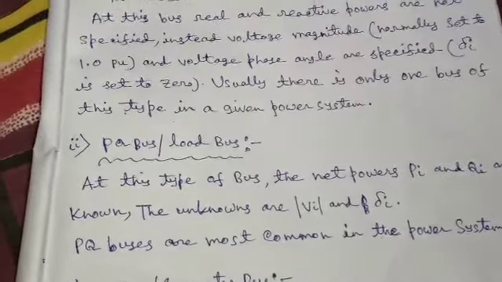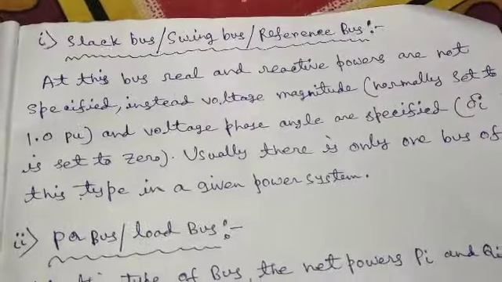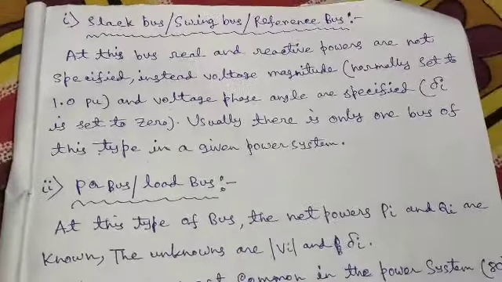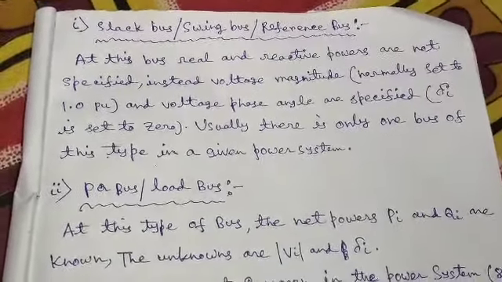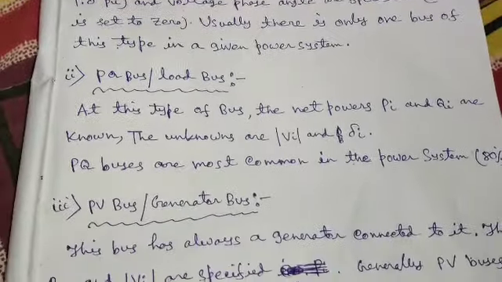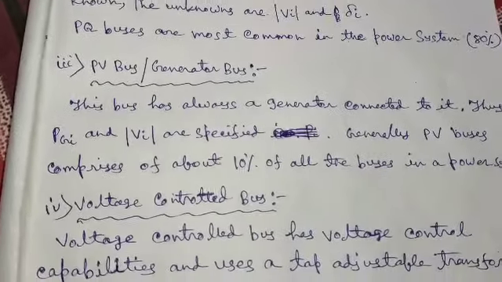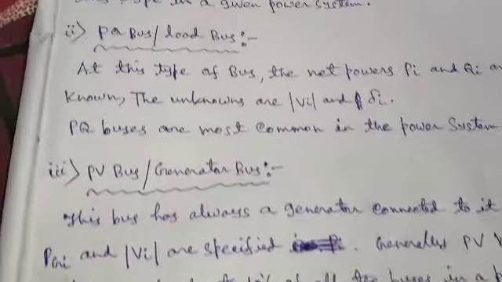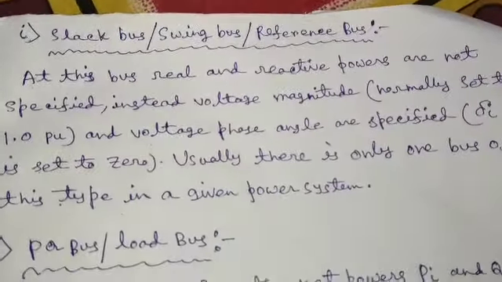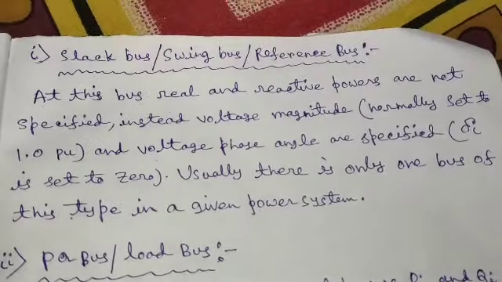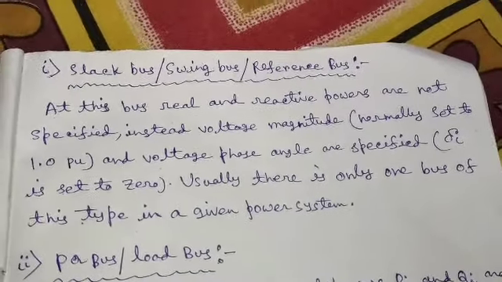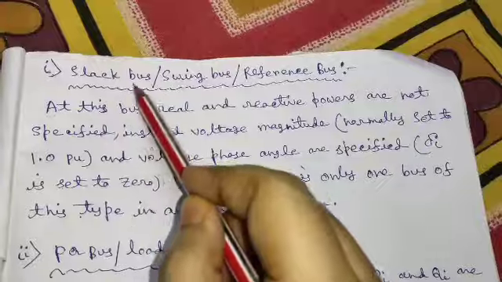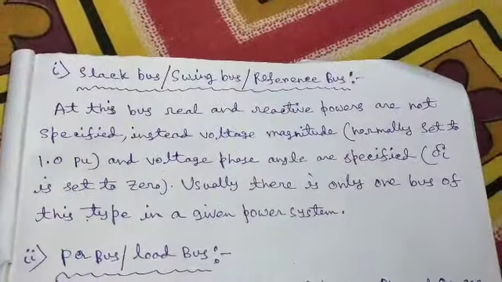Now these are the classification of buses. Basically there are four types of buses: slack bus, PQ bus, PV bus, and voltage controlled bus. First we will discuss the slack bus, also called the swing bus or reference bus.